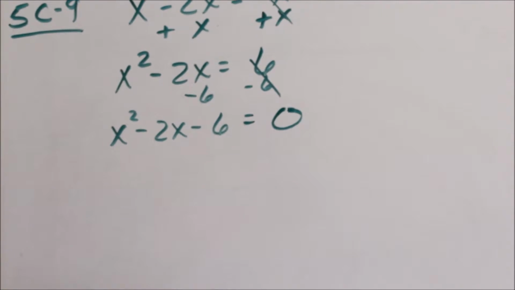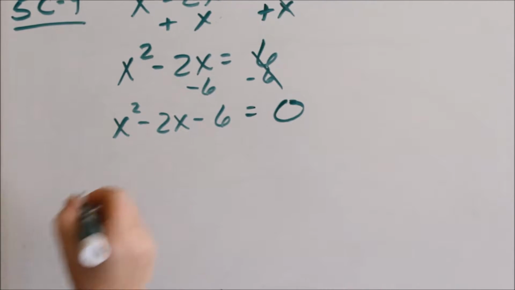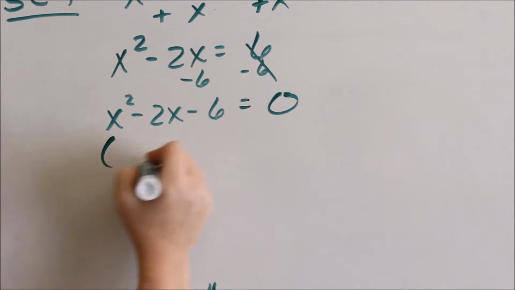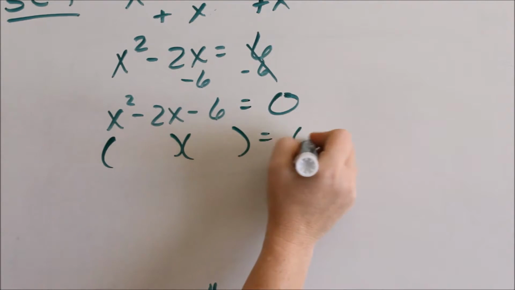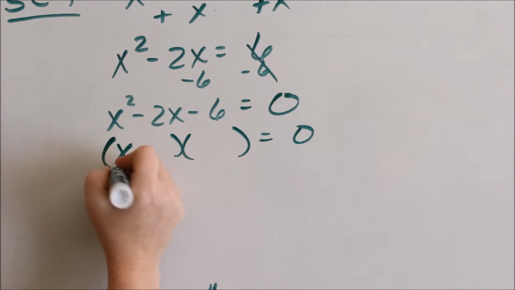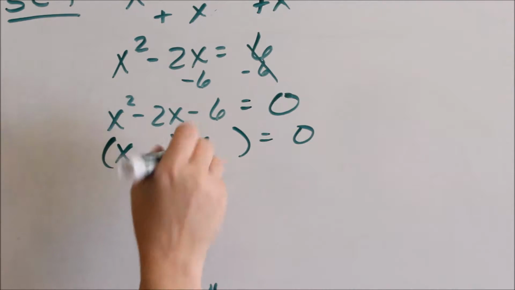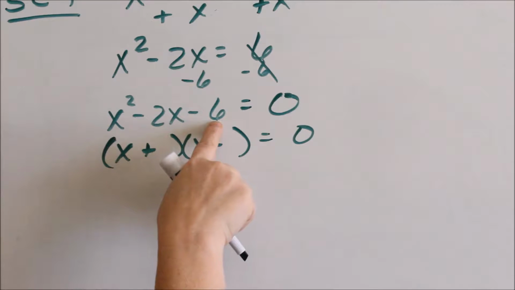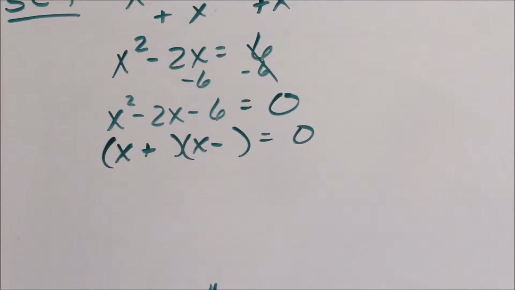The first step is set it equal to 0. The second step is factor. Can I factor anything out? No. So I'm ready to go to 2 parentheses. I'm still setting it equal to 0. x, x. This is a negative, which means one has to be positive, one has to be negative. Factors of 6: 3 and 2.